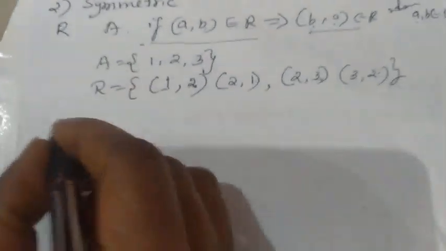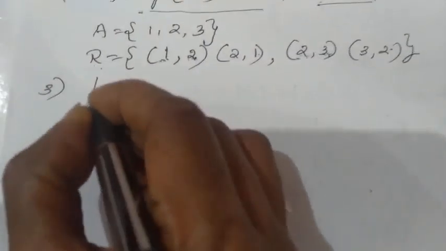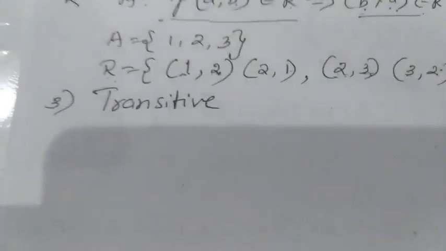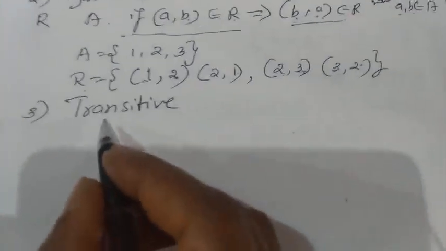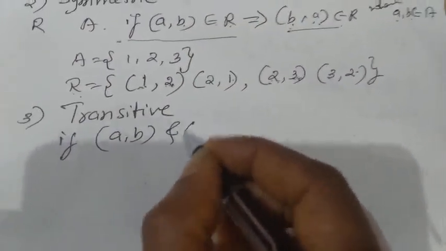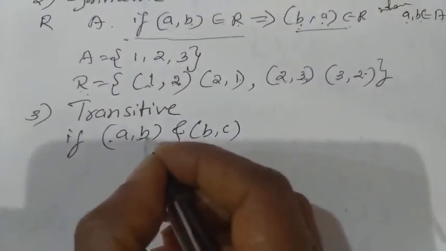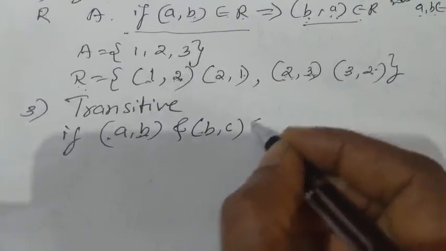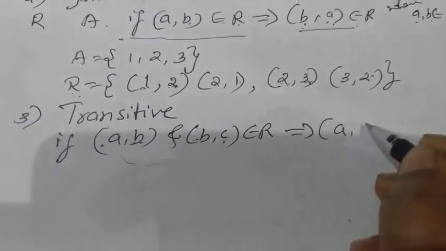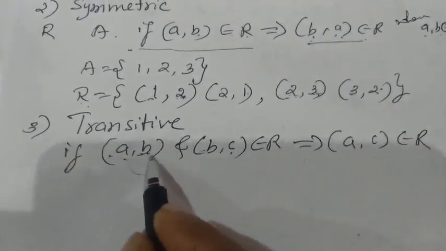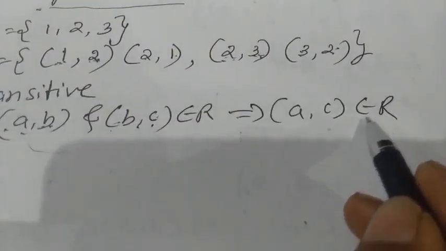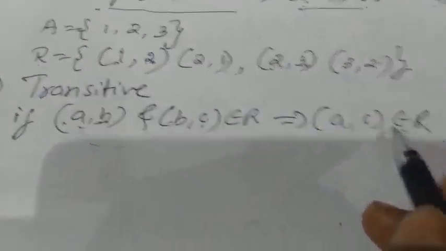Then the third type is transitive. Transitive. A relation R in a set A is called transitive if (a, b) and (b, c) belong to R, it implies (a, c) must be included in the relation. If (a, b), (b, c), then (a, c) must be included in that relation. Okay. Then only we say that it is transitive.